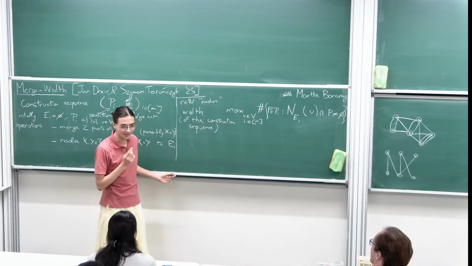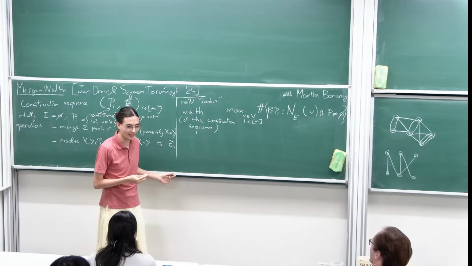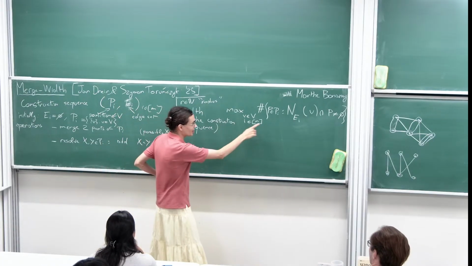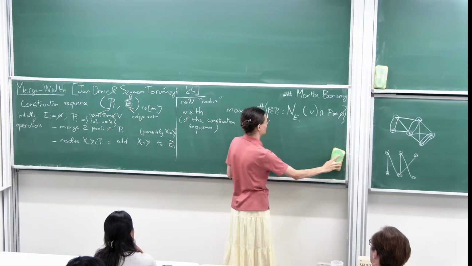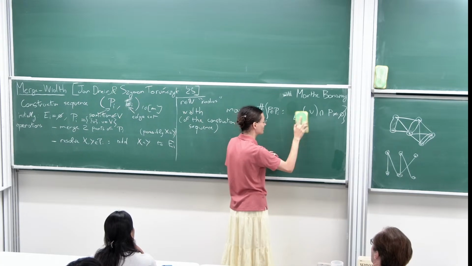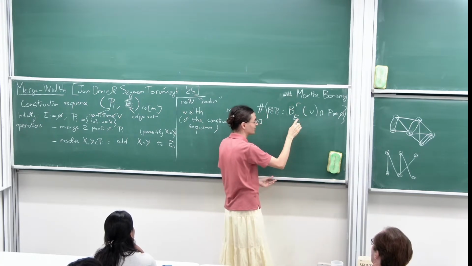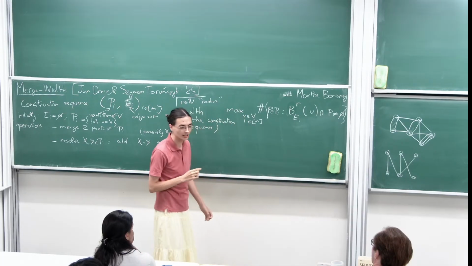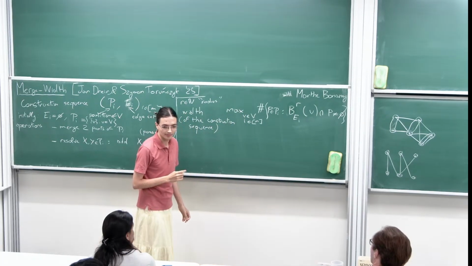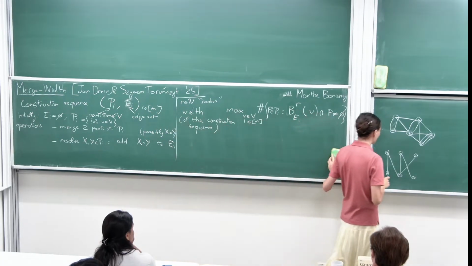So what we are defining is not really merge width, it's merge width at radius R. And where it will appear is here: instead of the neighborhood, you would take the ball of radius R in the current graph around it. So let's make an example.